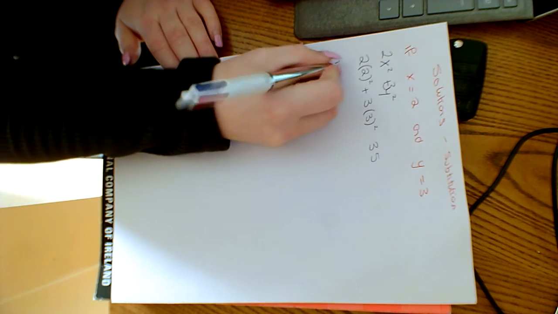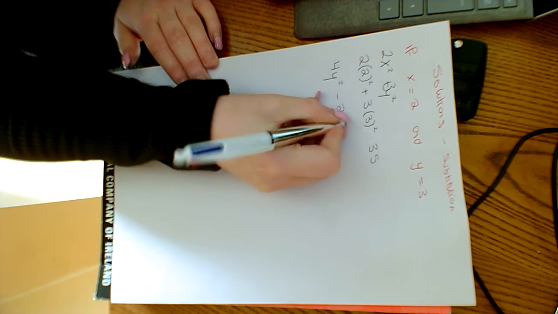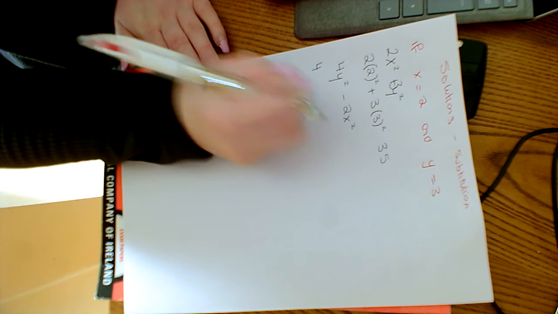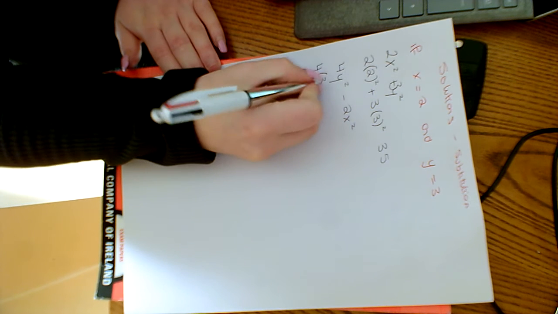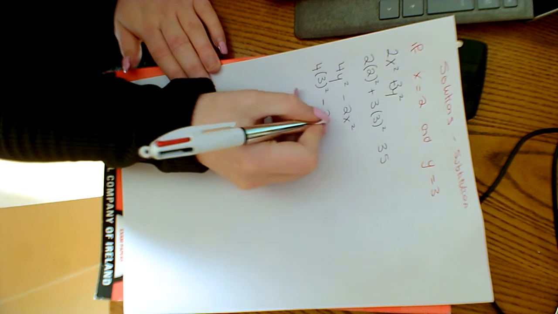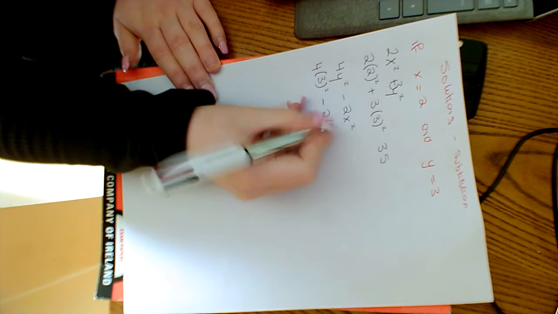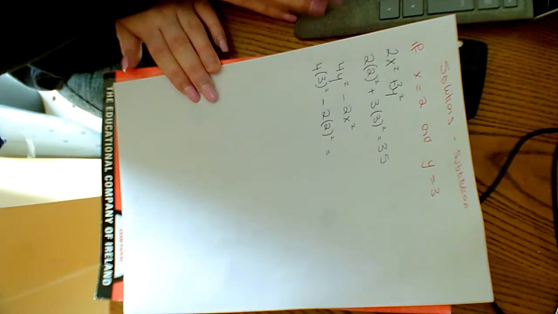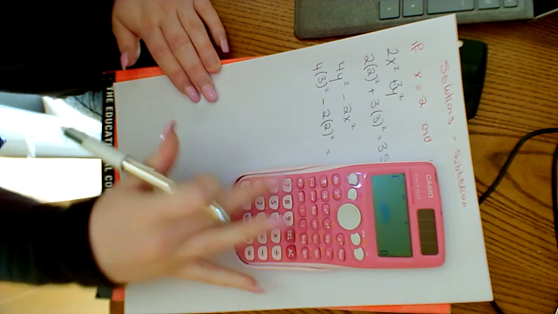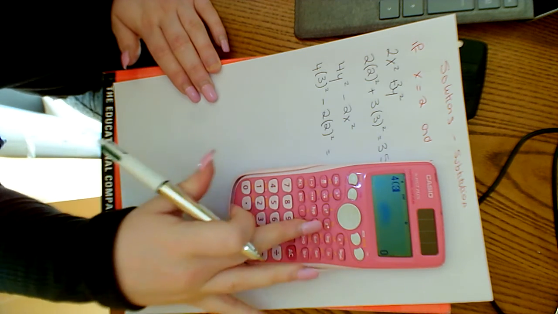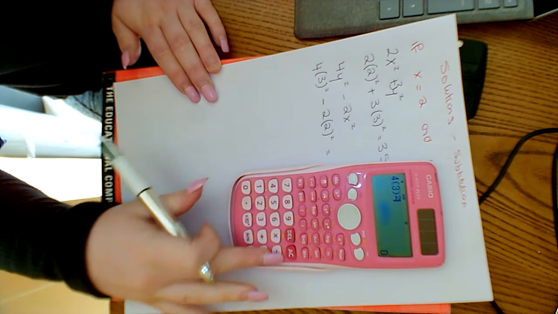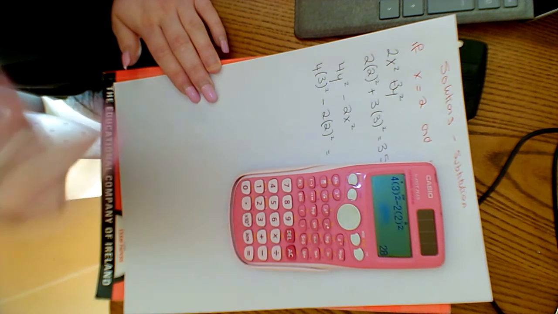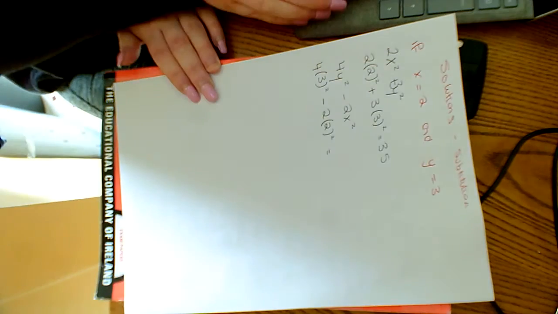Alright, the next one then is 4y squared minus 2x squared. So I get 4, and since I'm putting in a value for y, I need to put it in brackets: bracket 3 to be squared, minus 2 bracket, my x value is 2, to be squared. I put that straight into my calculator, so I go 4 bracket 3, close my bracket, to be squared, minus 2, open up my bracket, 2, close my bracket, to be squared, and the answer is 28.